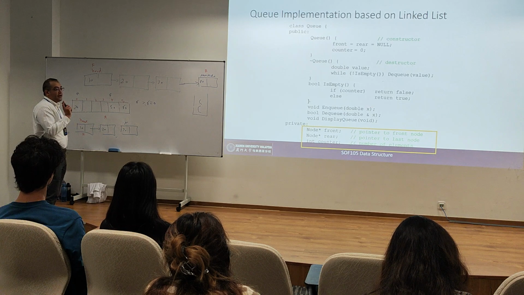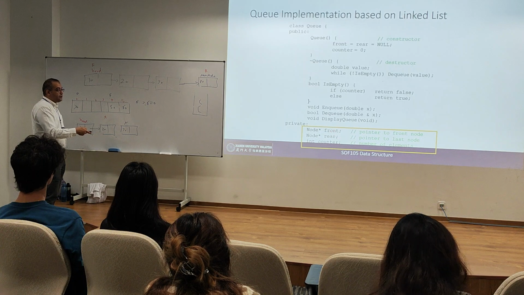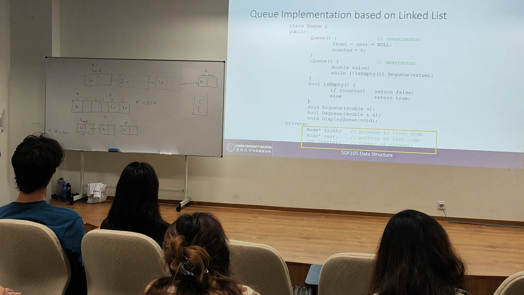In enqueue, dequeue, display, right? I come to here. I have node star front pointer pointing at the front, and a pointer pointing at the end, and I have a counter. Counter is also a luxury thing. You can do it, or you can remove it. It's okay.